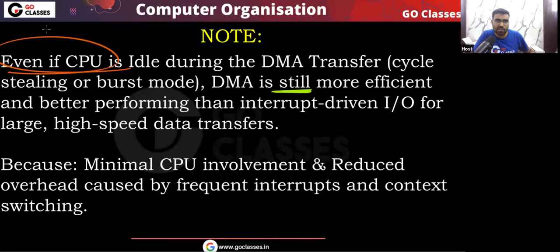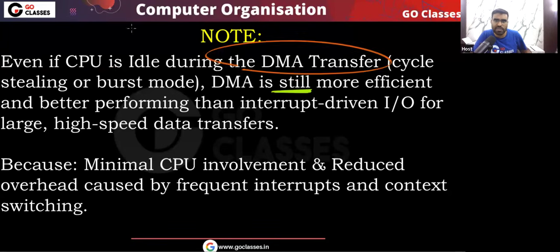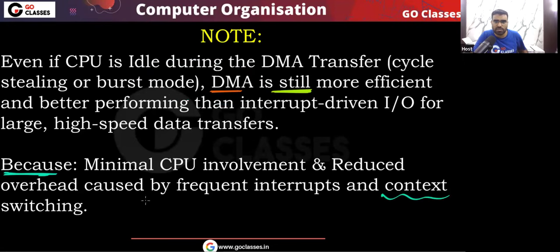I'm saying even if the CPU is idle during the DMA transfer, DMA is still better than interrupt driven IO. Why? What is the reason? I've written it here. The reason is that in DMA there is no context switch, but in interrupt driven IO there are context switches. So the reason is, first of all, minimal CPU involvement.